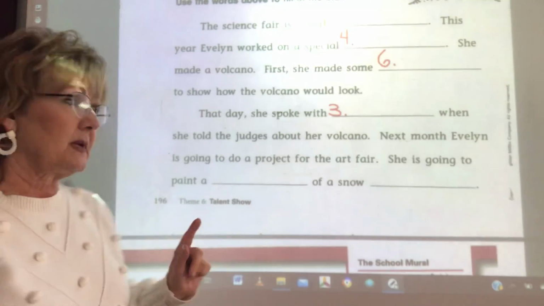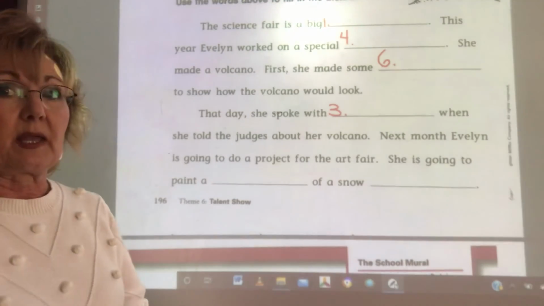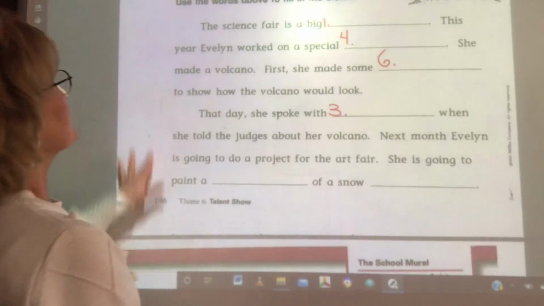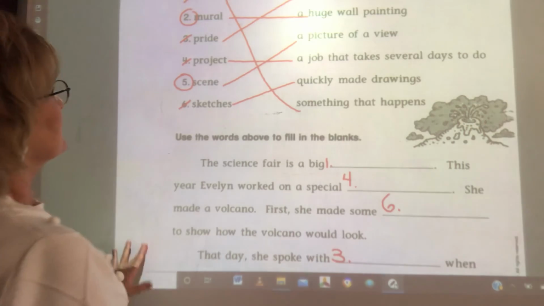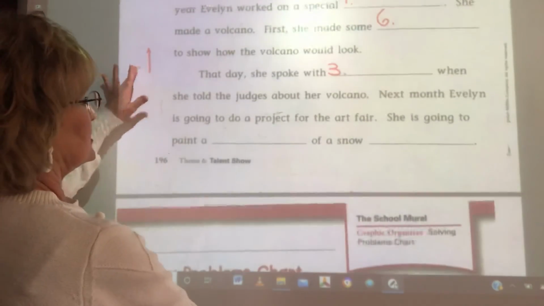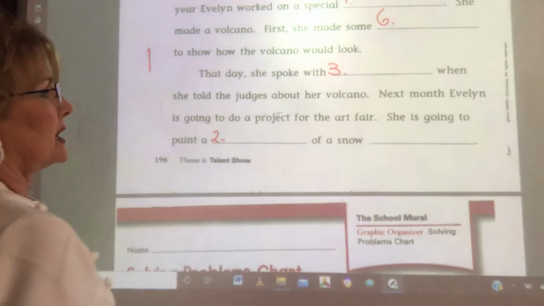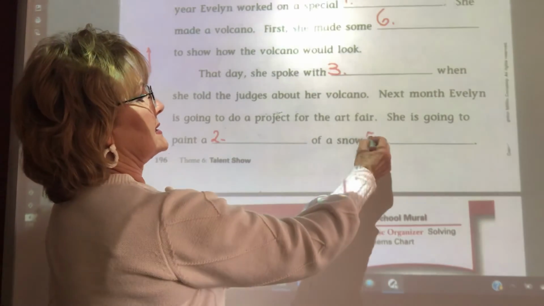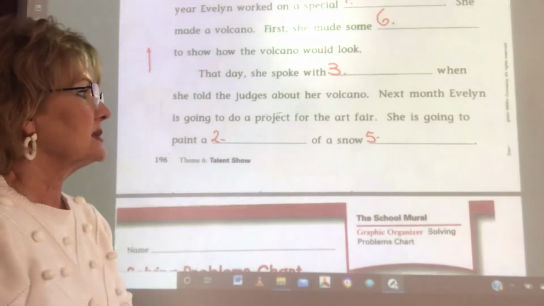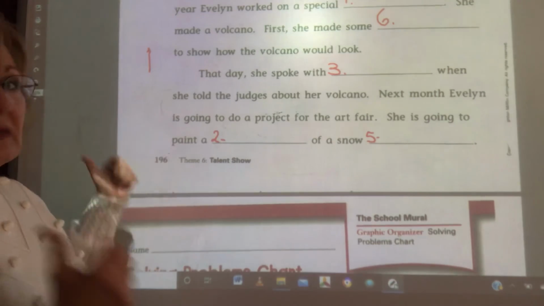Well, it sounds to me like she would paint a mural. That should go first. What number is that? She would paint a mural of a snow scene. Is that number 5? I think so. So go ahead and click off.